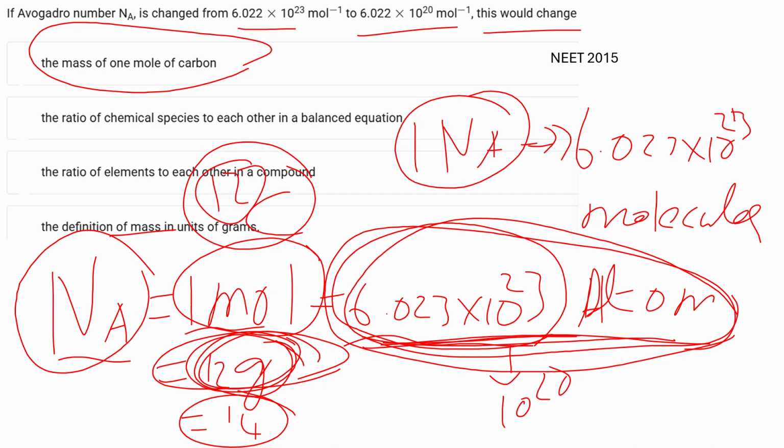If the 6.023 into 10 to the power 23 is reduced to something, the 12 gram is also reduced. Two factors will be reduced because there is a directly proportional relationship. Then the mass of 1 mole of carbon is changed. This is the exact correct answer.